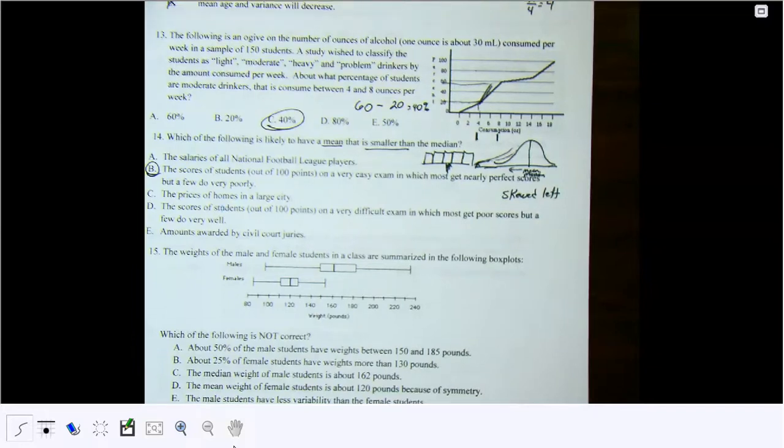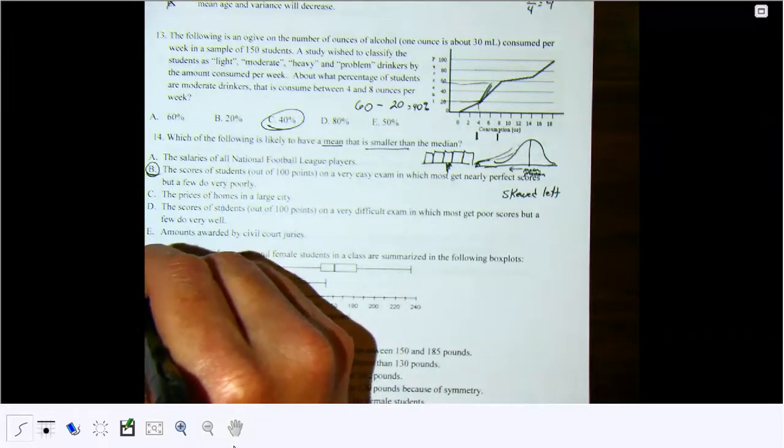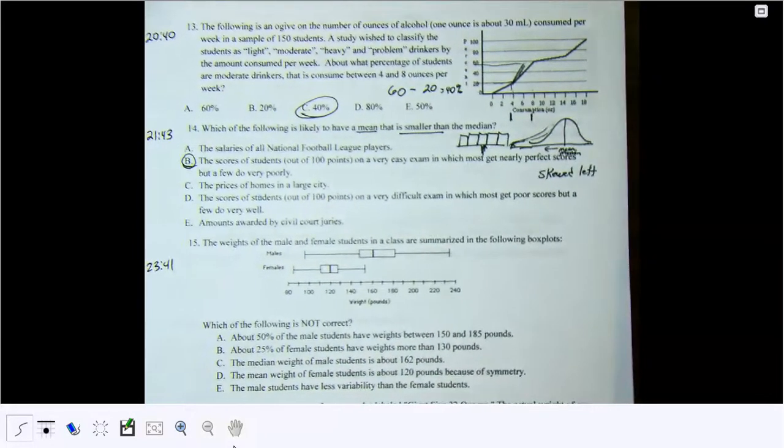Okay, 15 comes in at looks like 23:41. The weights of male and female students in a class are summarized by the following box plots. So this is going to be another one where we interpret box plots.